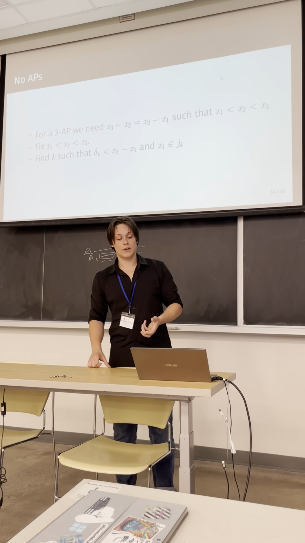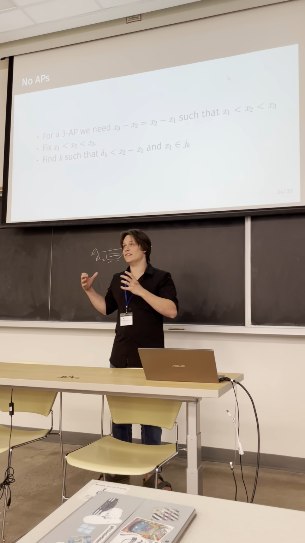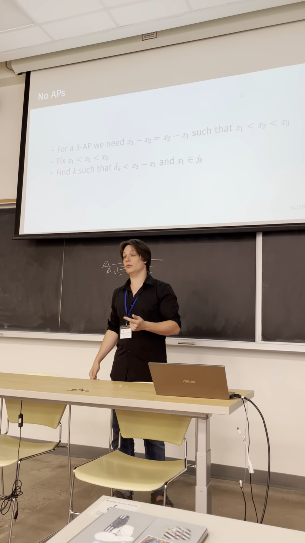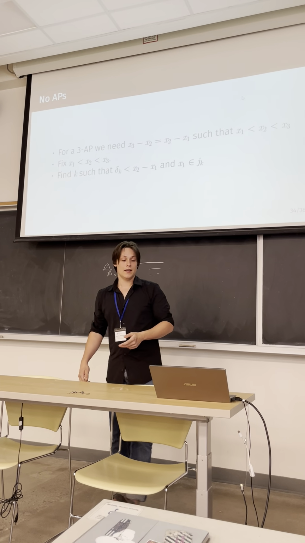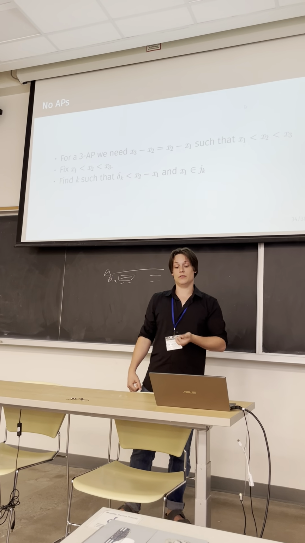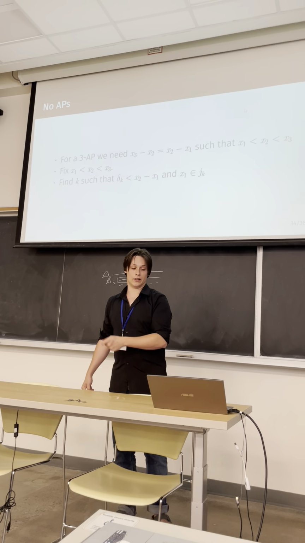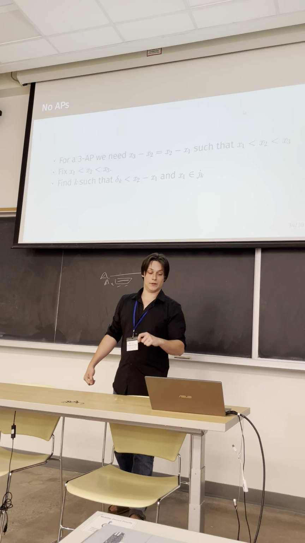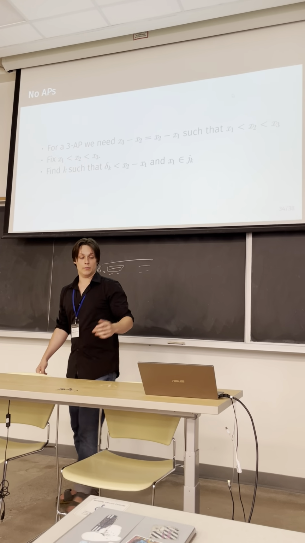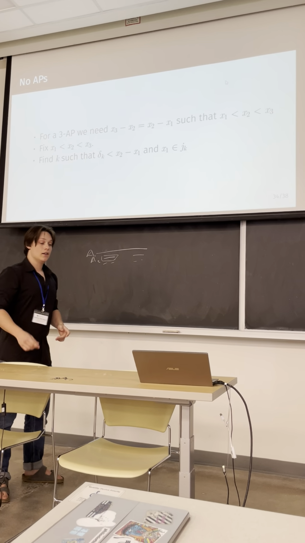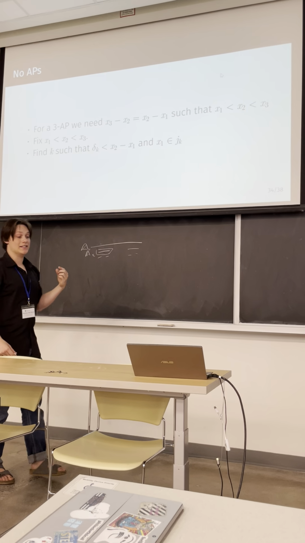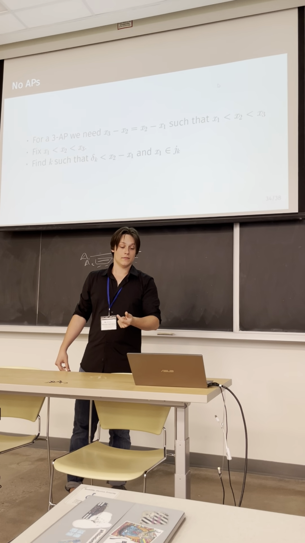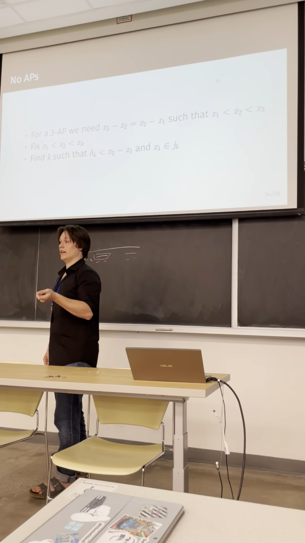To show it has no 3 APs, we first need to define what is needed for a 3AP. For a 3AP, we need x3 strictly greater than x2 strictly greater than x1. And we need the difference between x3 and x2 to be equal to the difference between x2 and x1. So what we do is we fix x1, x2, and x3 in that format. Now we find k, which is a level of the set, such that delta k is smaller than the difference between x2 and x1, and such that x1 is an element of A_k.